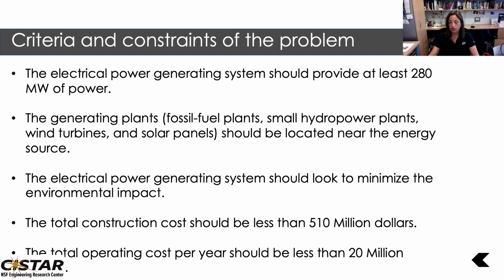Guide the discussion so students will end up with the following criteria and constraints to evaluate their electrical power generating system. First, the electrical power generating system should provide at least 280 megawatts of power. The generating plants, which are fossil fuel plants, small hydropower plants, wind turbines, and solar panels, should be located near the energy source. The electrical power generating system should look to minimize the environmental impact. The total construction cost should be less than $510 million. The total operating cost per year should be less than $20 million.